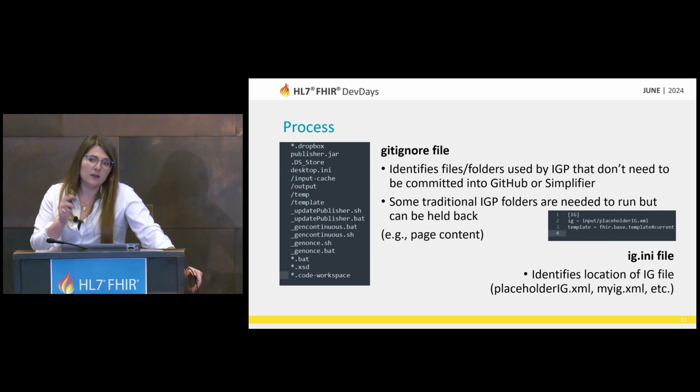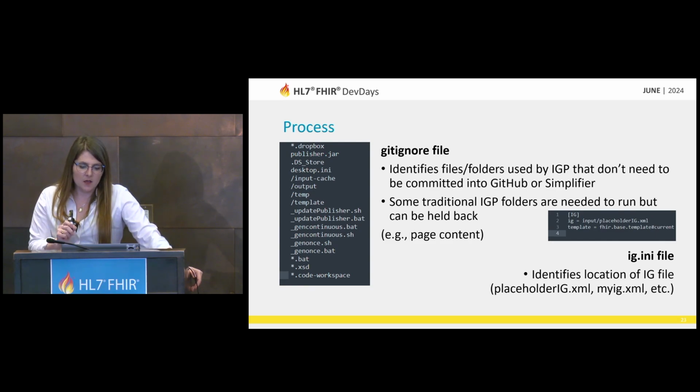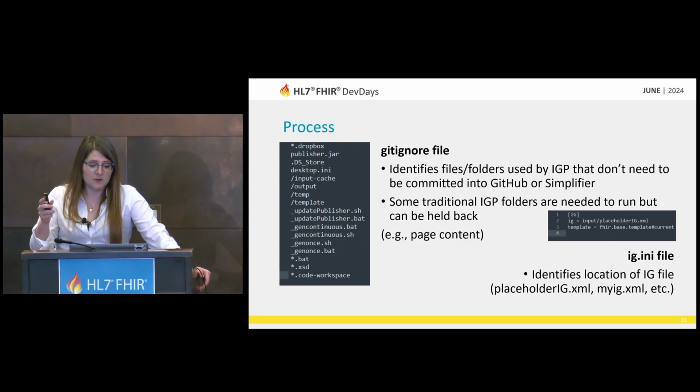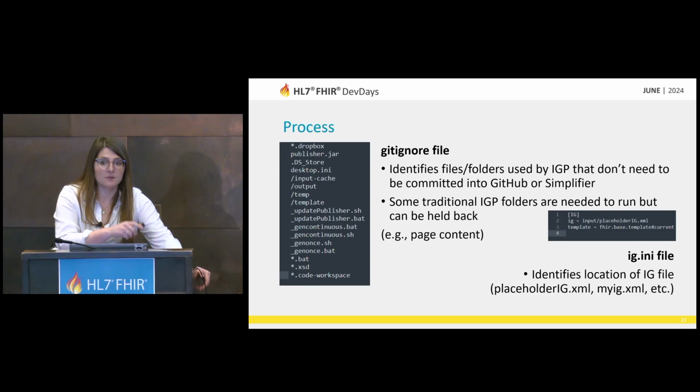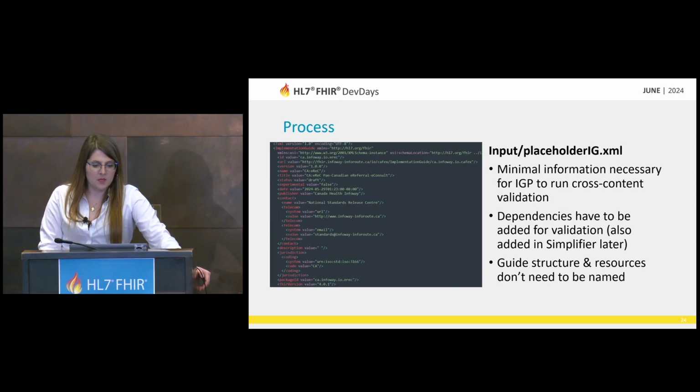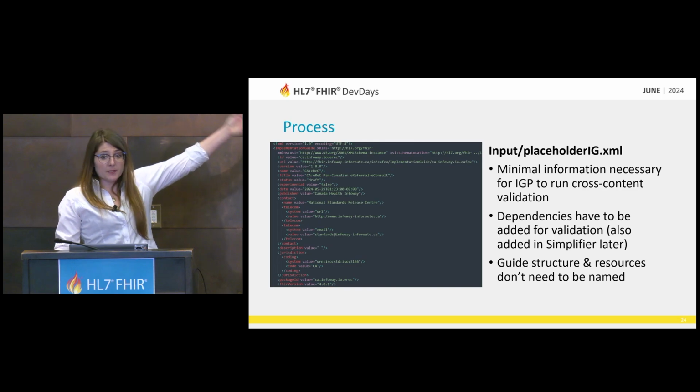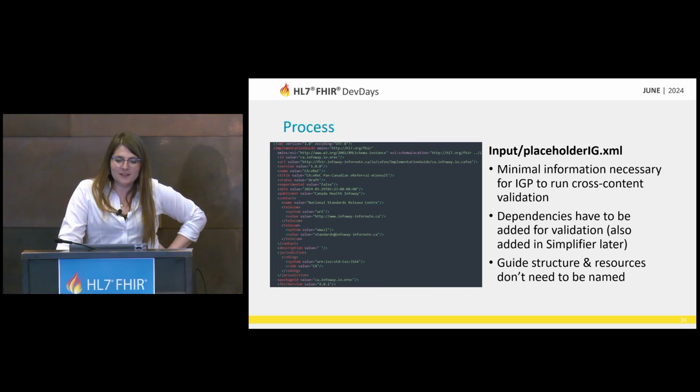The ig.ini, if you're just using it as a placeholder or like a shell, you shouldn't really have to change the name of your IG file. I think it starts out by default as myig.xml. Your ig.ini file basically just says this is the location of where the publisher has to look within the input folder to find your implementation guide file. So mine was called placeholder IG, very original.